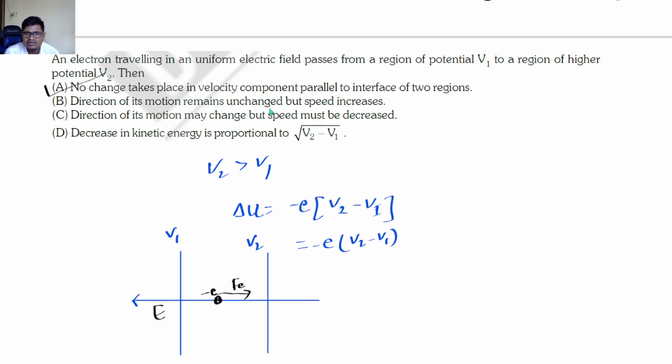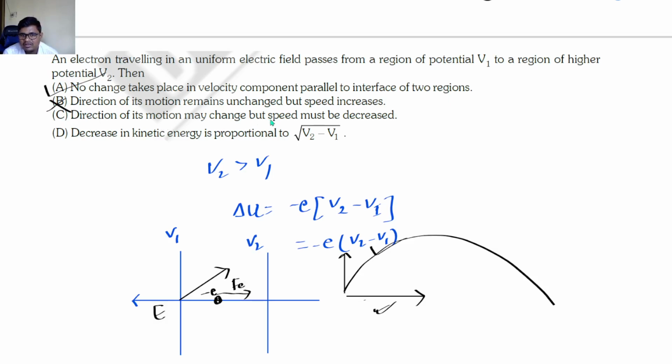Direction of motion remains unchanged but speed increases. No, if the electron is moving in such a manner that it is neither perpendicular to the electric field nor parallel to the electric field, let's say at some angle the electron is moving this way, then its velocity along this line will increase, because potential is decreasing, potential energy is decreasing, so kinetic energy will increase, and the velocity along the interface will remain the same. So with time this velocity will keep on increasing, its direction of motion will change, and now it will go on a parabolic path. So the direction of its motion changes but speed increases, so that is wrong here.